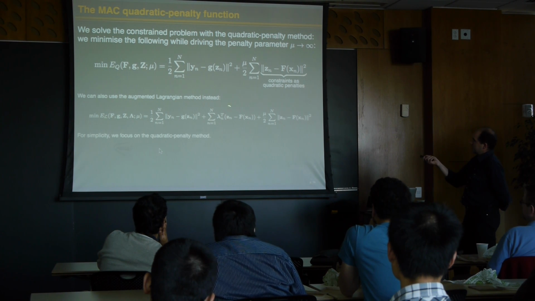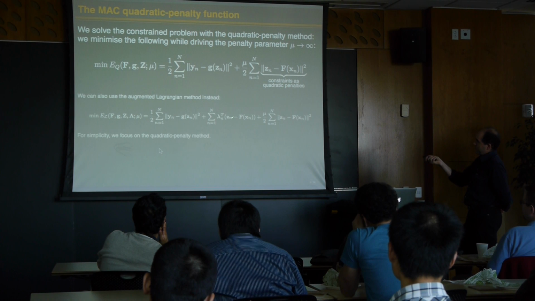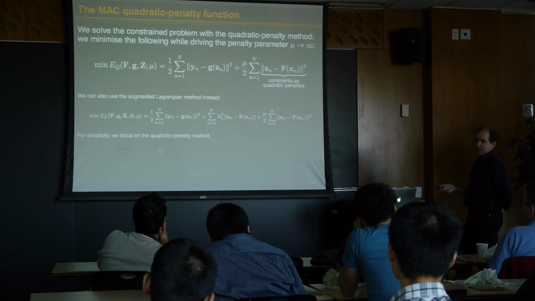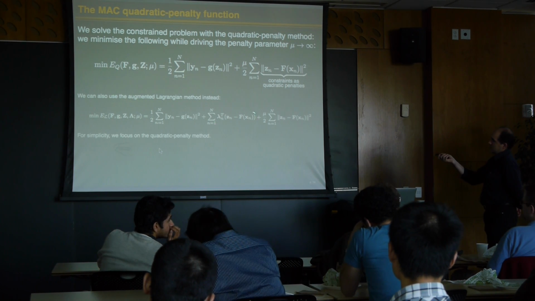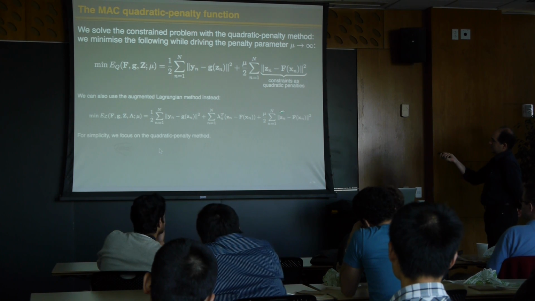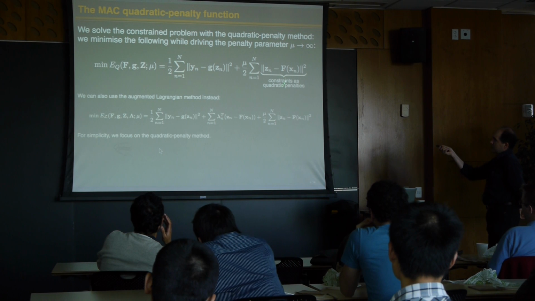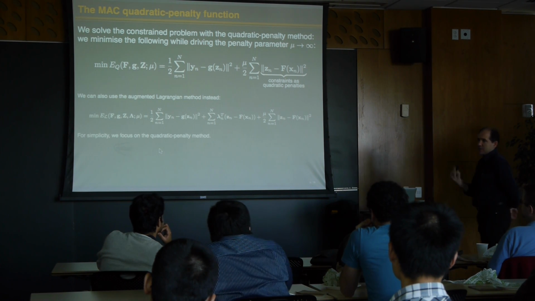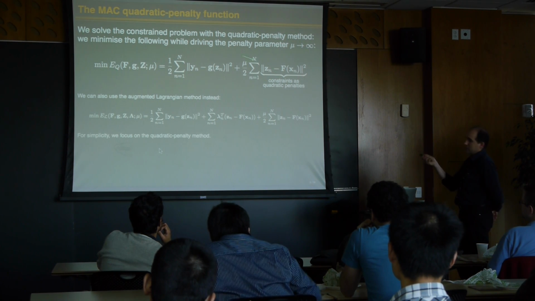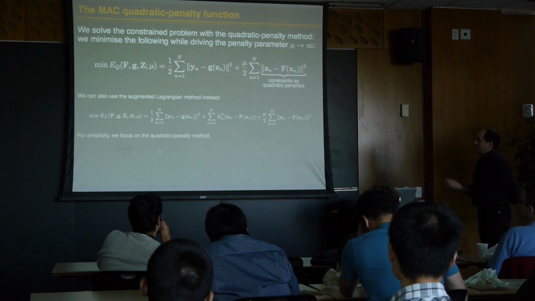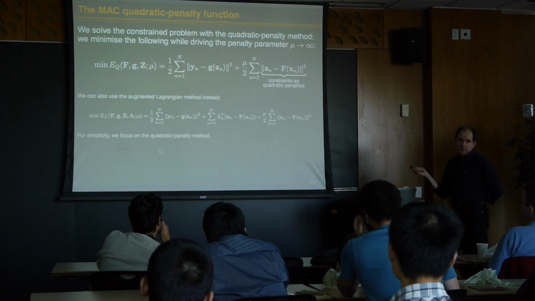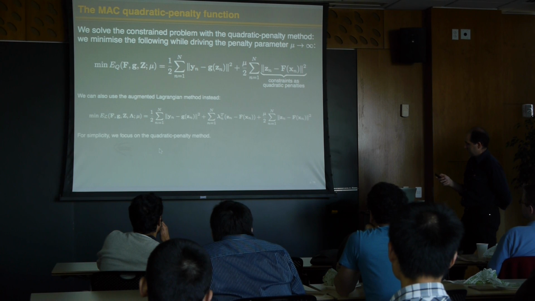Okay, so the augmented Lagrangian here will have this extra term, which is not there, involving estimates for the Lagrange multipliers, but you can see that this is no more complicated than this here. It's basically this linear part there. So anything that you can do here, you can do it here. And then in the presentation, I'm just going to focus on the quadratic penalty because it is simpler to explain. The augmented Lagrangian, of course, is a better method than the quadratic penalty.